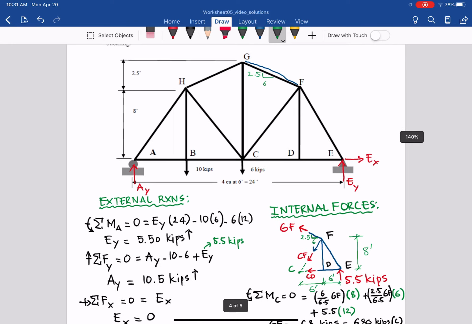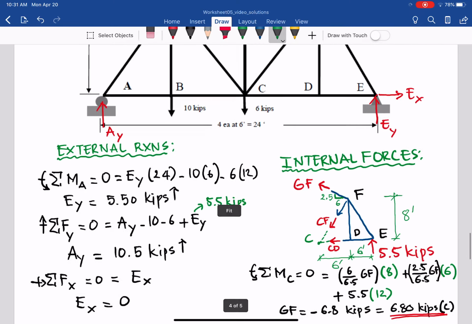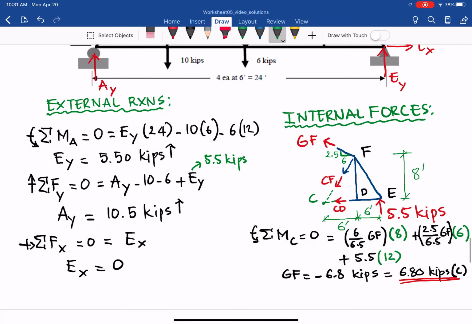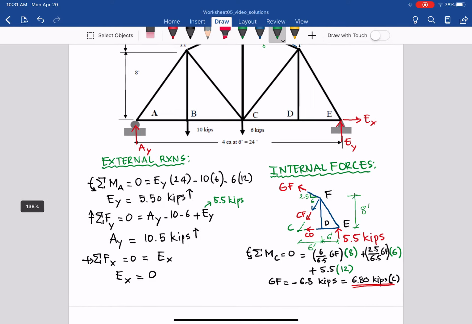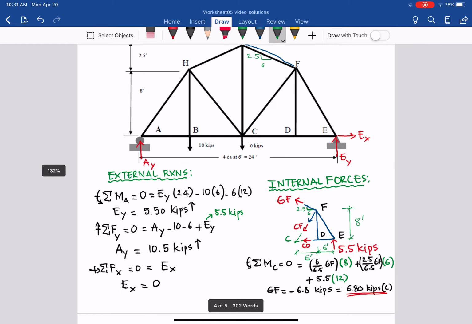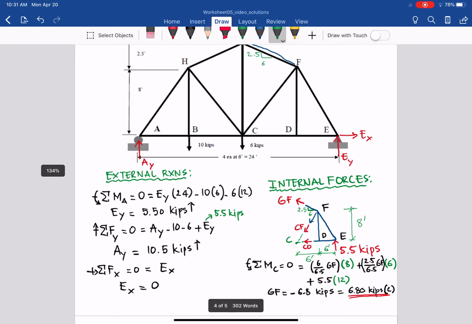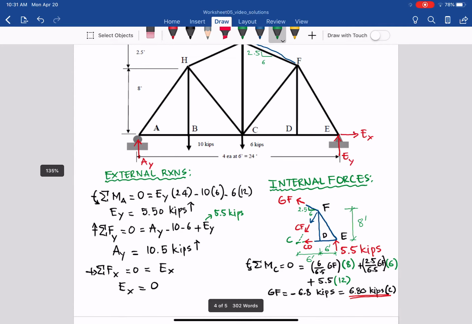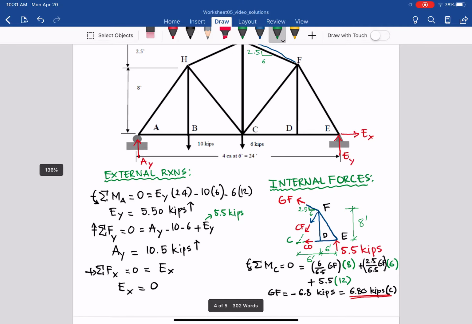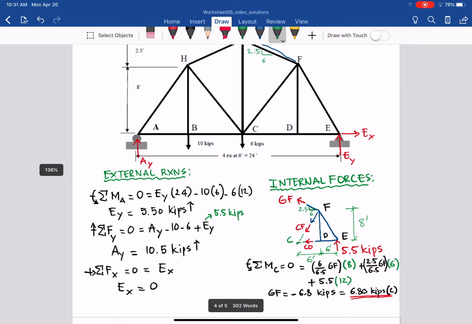First we find the external reactions, because you already know that. I don't need to write it out in the video. Take the sum of moments about A to find Ey, and sum of forces in y to find Ay, and Fx to find Ex, because it is pinned at E and roller at A. So we have Ey equal to 5.50 kips going up, and Ex equal to 0.